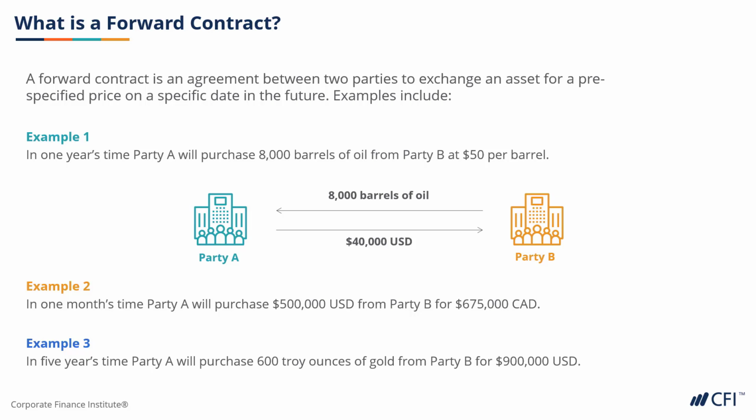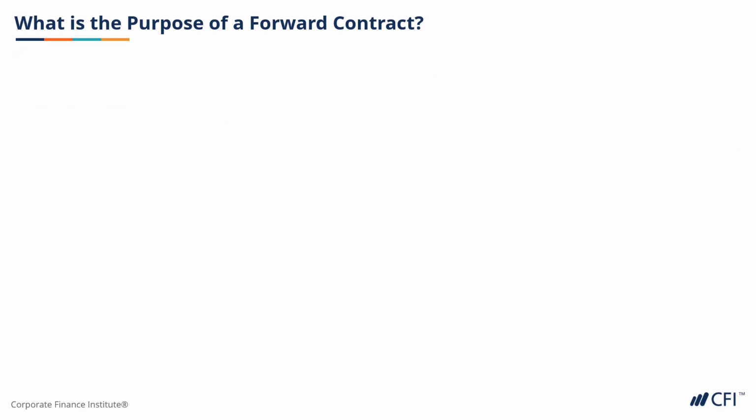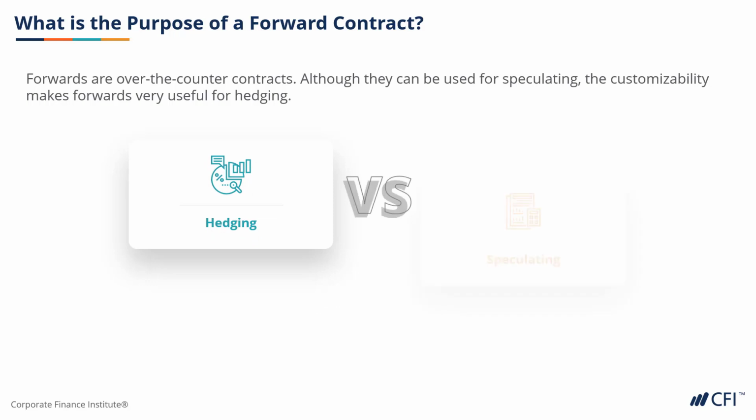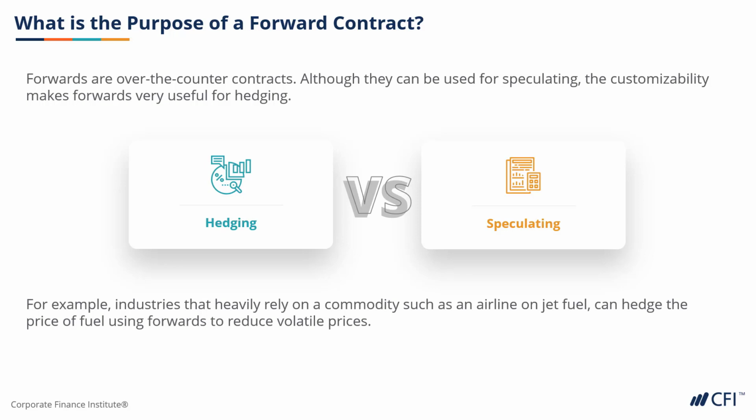So what is the purpose of a forward contract? Well, as we've already said, forwards are over-the-counter, OTC contracts. Although they can be used for speculating, the customizability of forward contracts makes forwards very useful for hedging. For example, industries that are heavily reliant on commodities, such as an airline that relies on jet fuel, can hedge the price of this jet fuel using forwards to reduce volatile prices and match exactly the amount of fuel they intend to buy over a period of months and years.